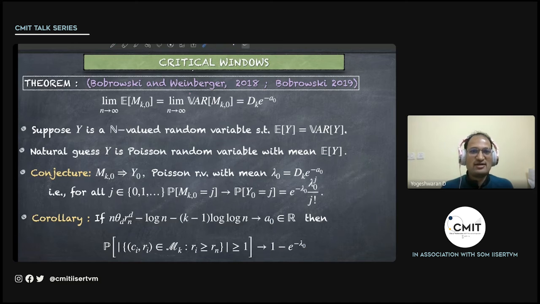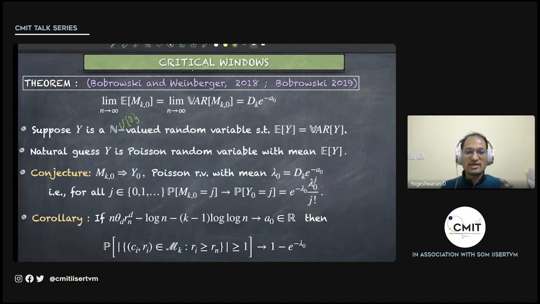Thanks. Let's recap a bit. This is the key result: expectation and variance both converge to the same number. Suppose I know that y is a random variable such that its expectation is equal to its variance, and y is, say, integer valued. I should put here N plus to indicate the union with 0. It can take 0 also.